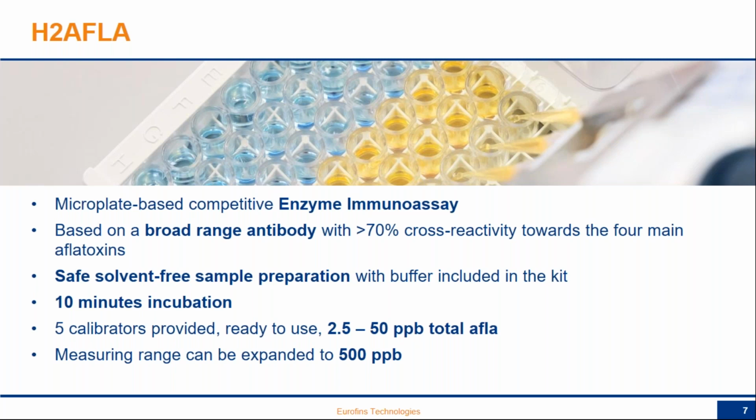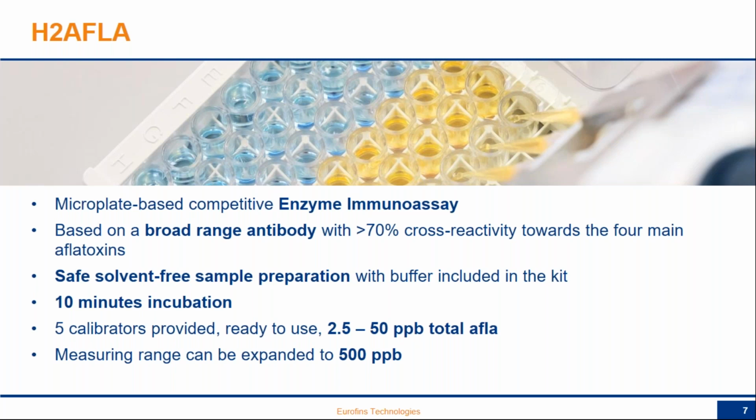You have to add a colorless substrate so that the enzyme conjugate that has remained coupled to the solid phase can convert the solution that is colorless at the beginning into a blue product. And the color intensity will be proportional to the quantity of conjugate that has remained captured by the antibody on the plate. And this means that it is inversely proportional to the concentration of aflatoxins in the sample. After stopping the reaction with an acid solution that is obviously provided in the kit, the results are acquired through any kind of photometer equipped with a filter at 450 nanometers. And then you can easily calculate your results with our Excel spreadsheet that you can download from the Eurofins Technologies website.